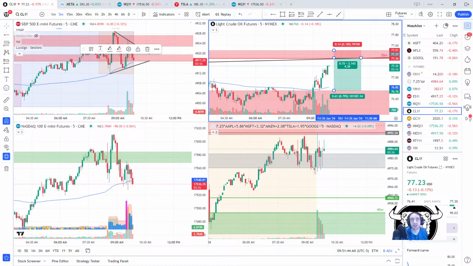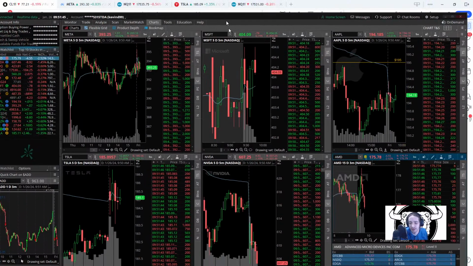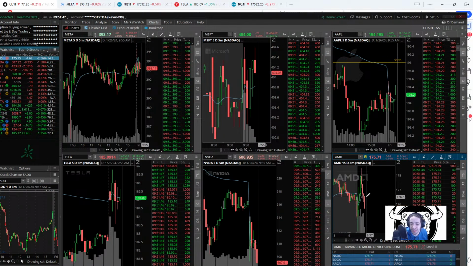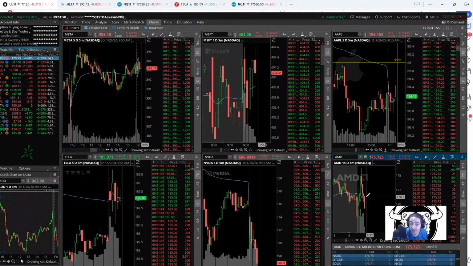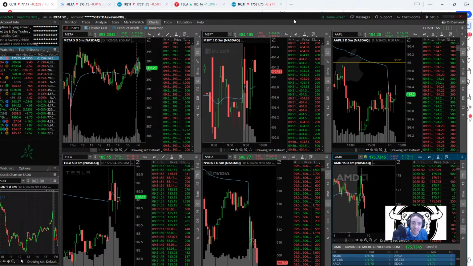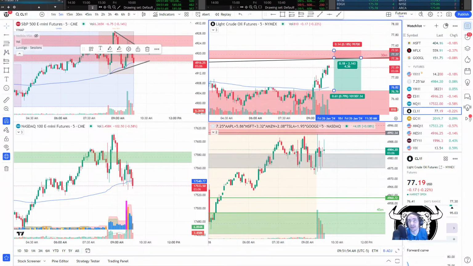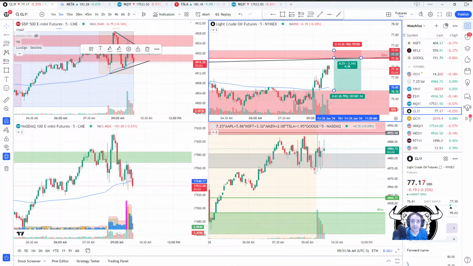Hey, real quick, I mentioned AMD was the weakest. Look at this 5-minute candle. Oh, it was a 3-minute candle it just gave us. Dropped almost $1 since I said AMD's the weakest. That's pretty crazy.